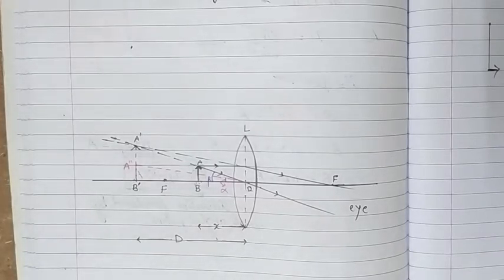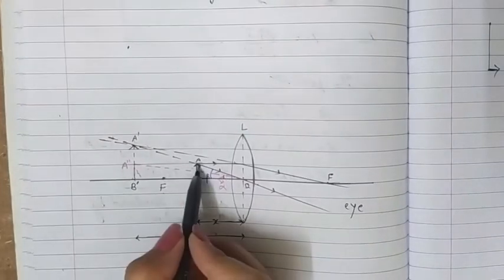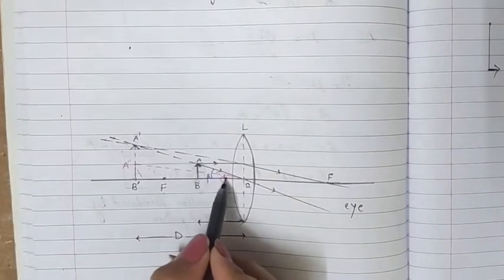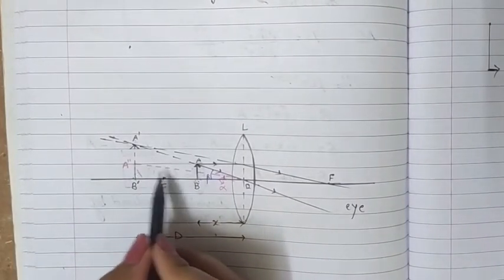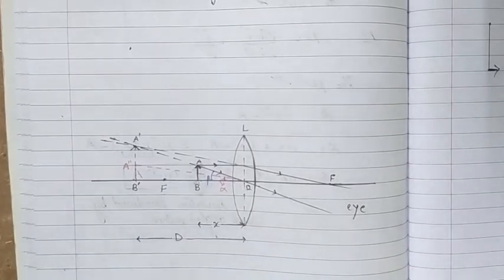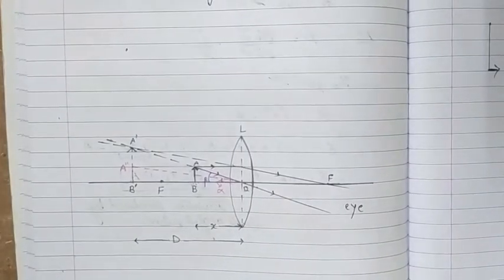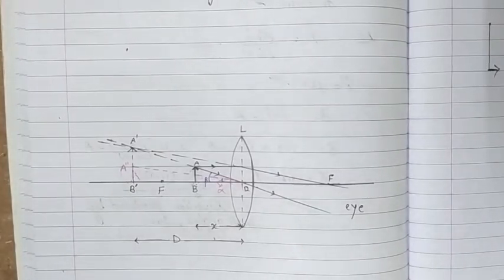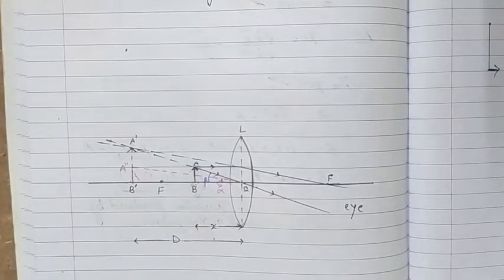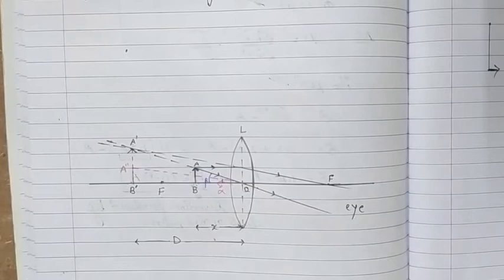We have studied that magnification is equal to the ratio of the heights of the image to that of the object, and this height will form the angle alpha and this height will form the angle beta. So we can also say that the ratio of the angle subtended by the image at least distance of distinct vision to that of the angle subtended by the object at least distance of distinct vision is called the magnifying power.